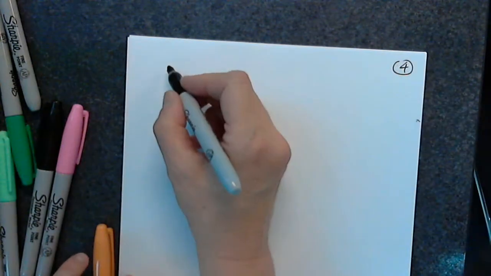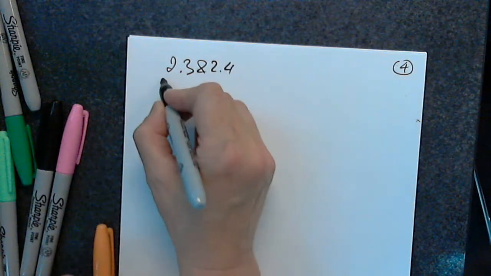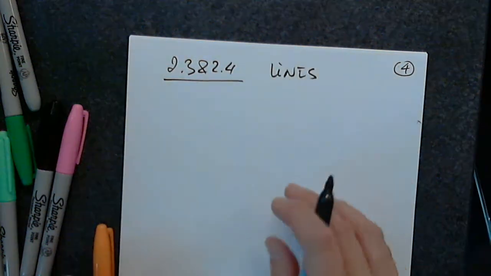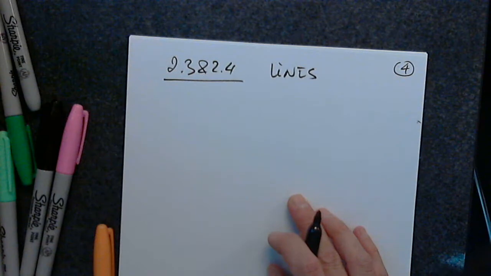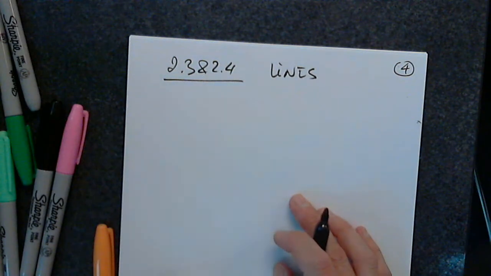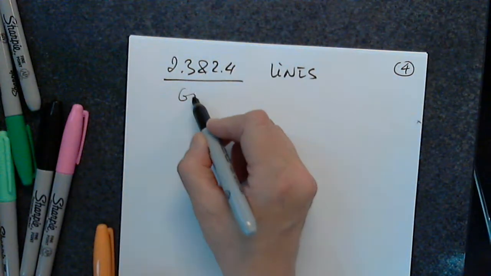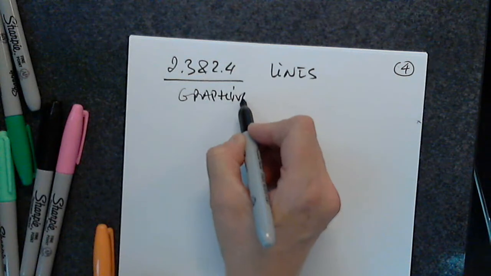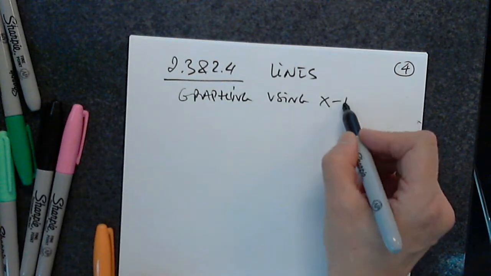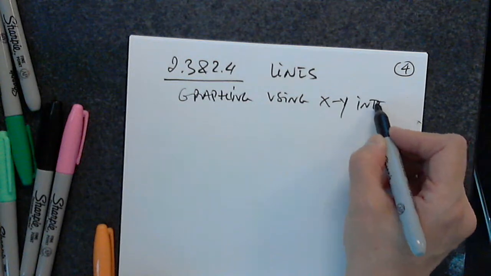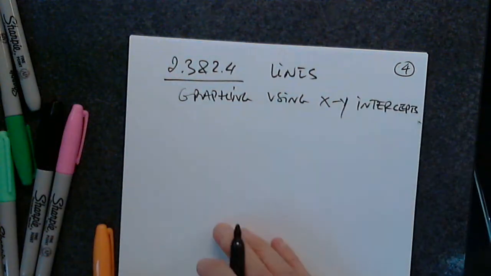Okay, let's take a look at the last two sections of this material for the test. 2.3 and 2.4 together. This is all about lines. We're going to go back. Oops, yeah, let me zoom in. Thank you. So this is all about lines. It's about graphing using x and y intercepts, not using the slope.